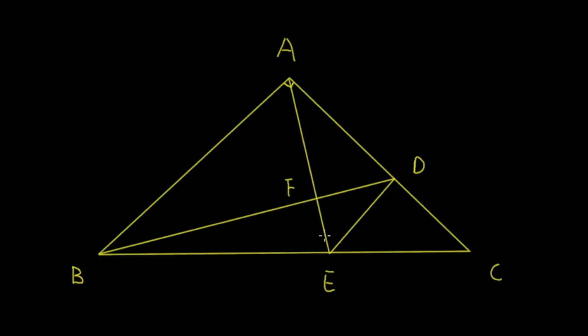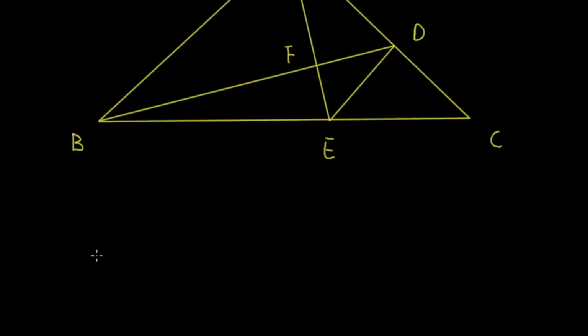Right away, we know that this side DE is parallel to side AB. What does that mean? That means triangle ABC and triangle DEC are similar triangles. Triangle ABC and triangle DEC are similar triangles.